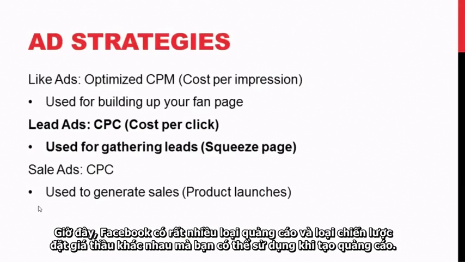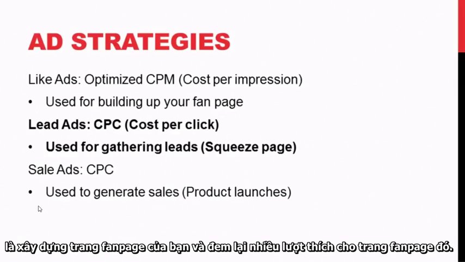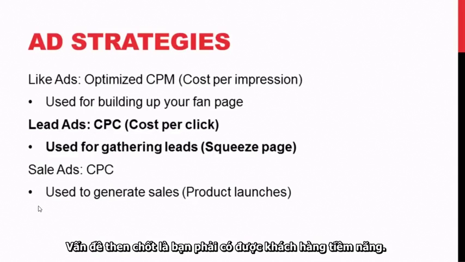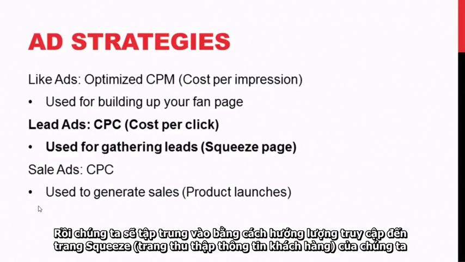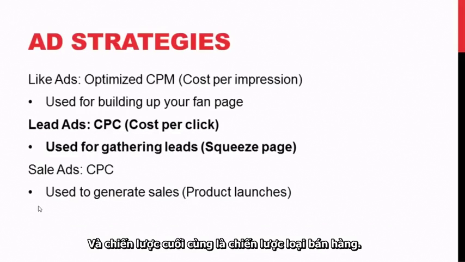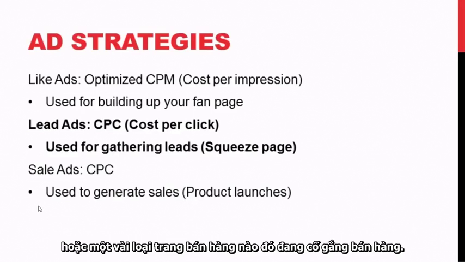Now, Facebook does have a lot of different types of ads and different types of bidding and strategies that you can use when creating your ad. For example, they have like ads, and the whole point of this is to build up your fan page and get likes for your fan page. You can do lead ads, where the whole point is for you to get a lead, and this is what we're going to be focusing on by driving traffic to our squeeze page and focusing on getting leads. And the last strategy is a sales type strategy, where you're going to send traffic to a product launch or some kind of sales page trying to make the sale.